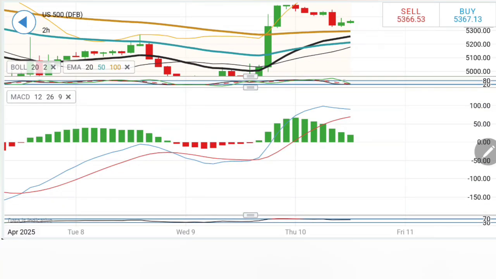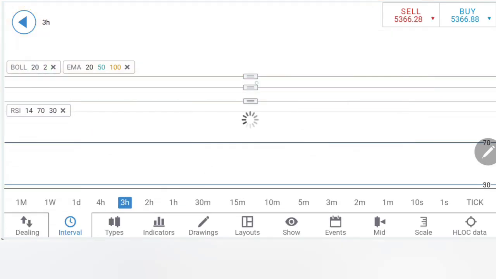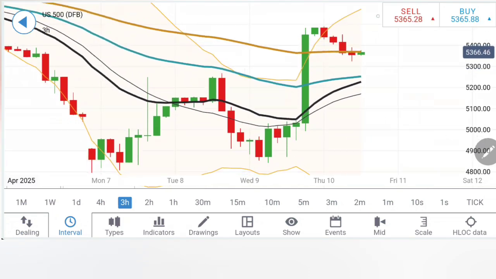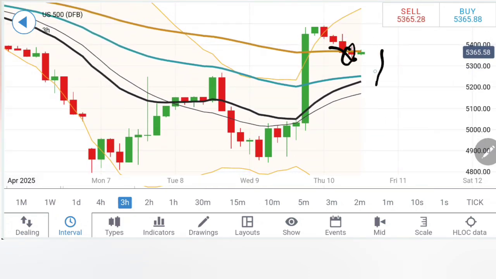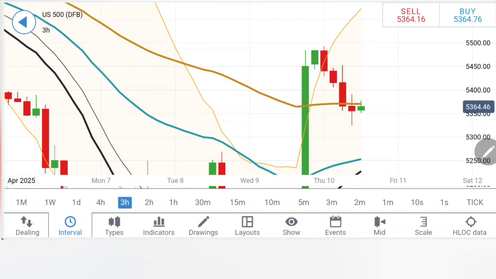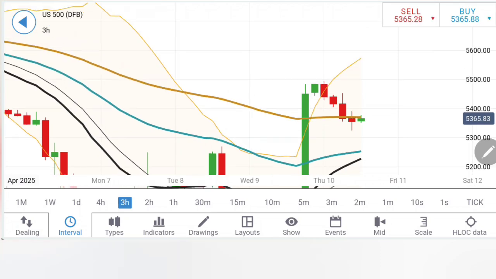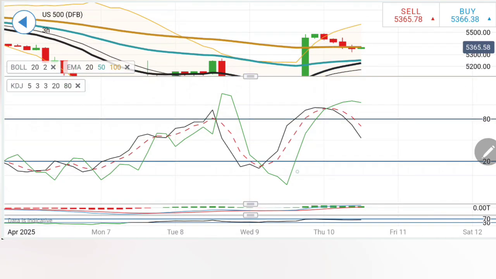Stochastic at bottom. The MACD is in green, trying to cross over for sell. RSI is flat. On the 3-hour chart, it could be possible that this will become a reversal sign, but where to buy? I will say you have to wait for 5400 to be taken and then wait for 5450, 5500. If these two levels are taken, sky is the limit. S&P is heading towards 5600 levels very soon.